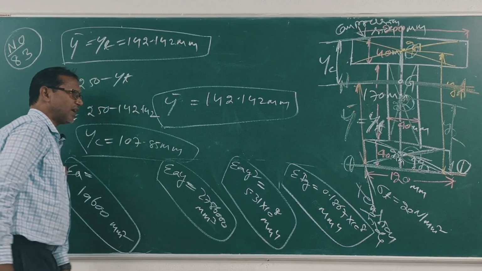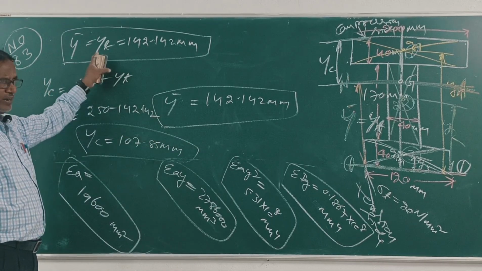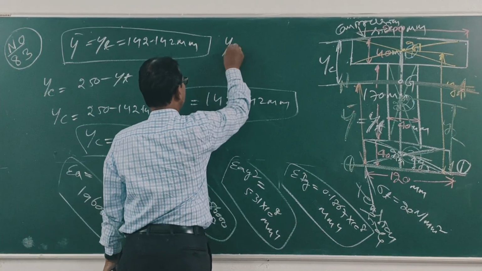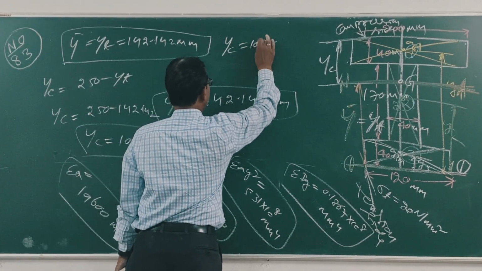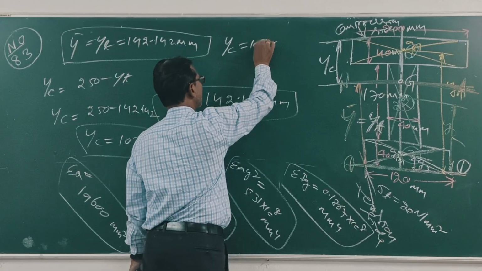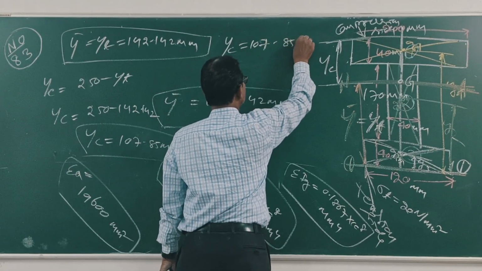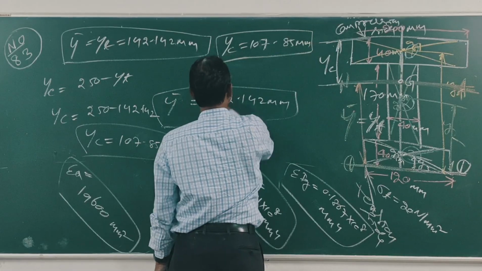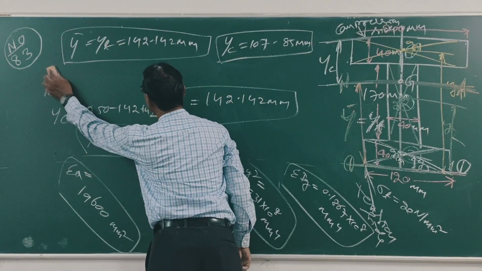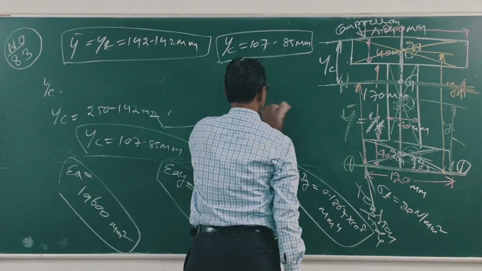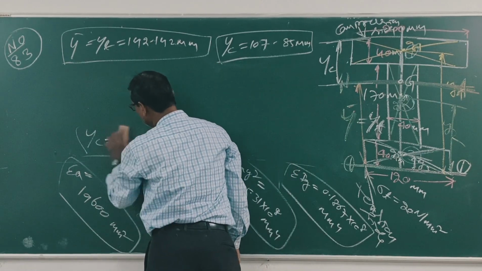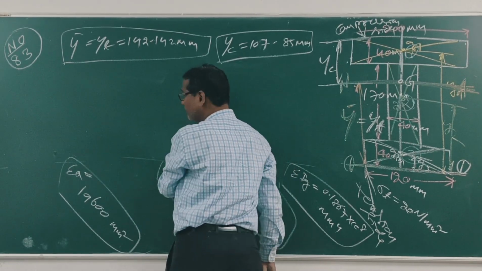Right? Y bar means yt. This is yc. What is yc equal to? 107.85 mm. Clear?